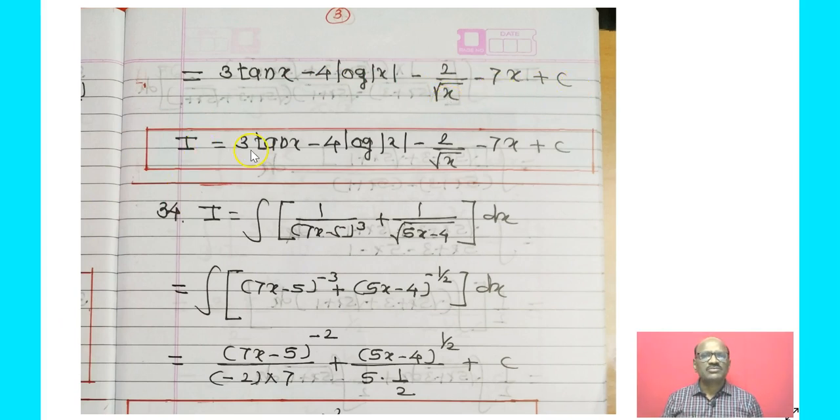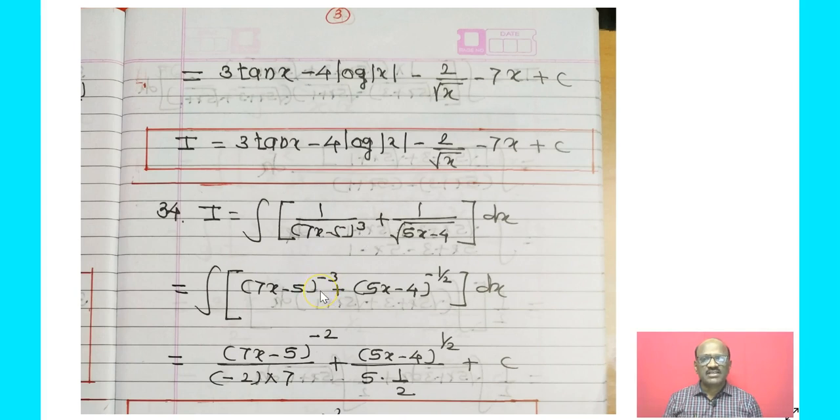Hence I is equal to 3 tan x minus 4 log of mod of x minus 2 root x minus 7x plus c. Now the next integral: I is equal to the integral of (1 upon (7x minus 5) raised to 3 plus 1 upon root of 5x minus 4) dx. Now what is the power here? The power is 3. That is, it is of the form integral of (ax plus b) raised to n.